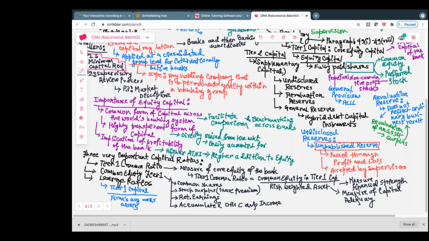Yeah. So this common equity tier 1 that you are calculating from here, that is entering into tier 1 common ratio. So the numerator that you have in common ratio is the common equity tier 1 capital. So you are calculating the common equity using these heads. Getting the common equity, you are putting it in the ratio and you are getting the tier 1 common ratio, which becomes the capital adequacy ratio.